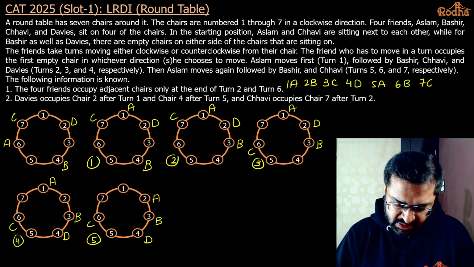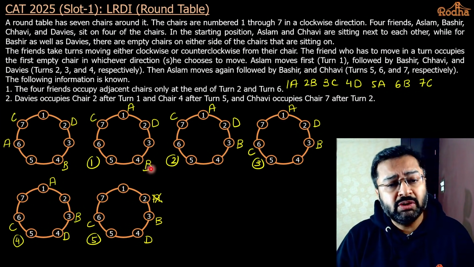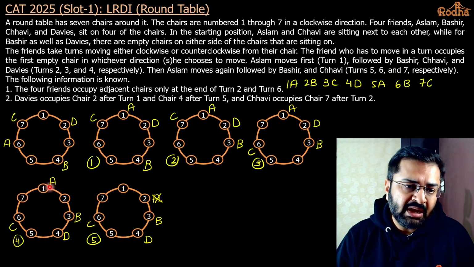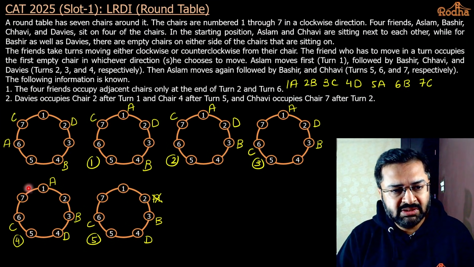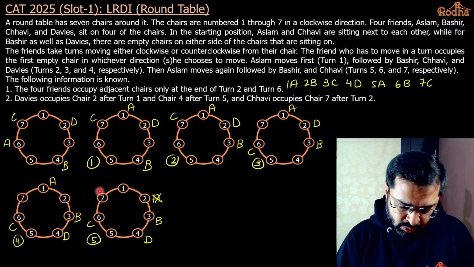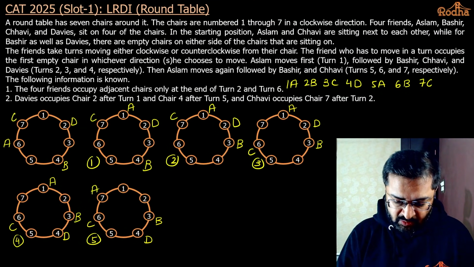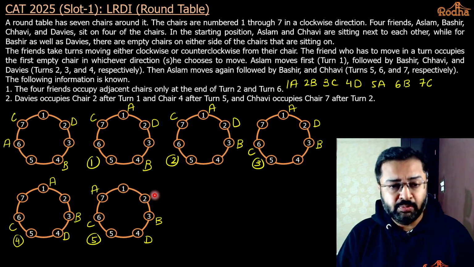So it means that this is not right. What is the only other option? That A goes from here to here in the anti-clockwise direction. 6 is occupied by C and A comes at 7. So here it would be A then. If this is A, we remove this from here, and that's the possibility.